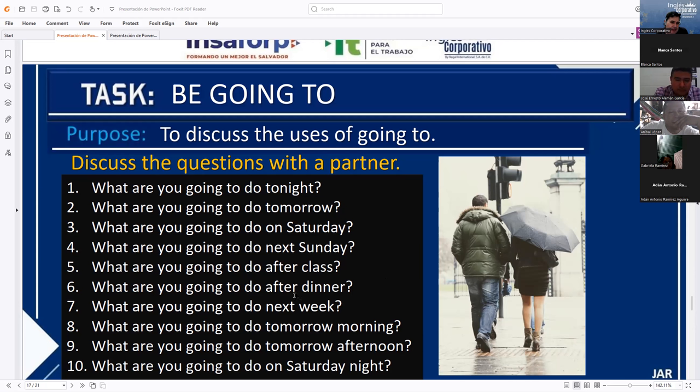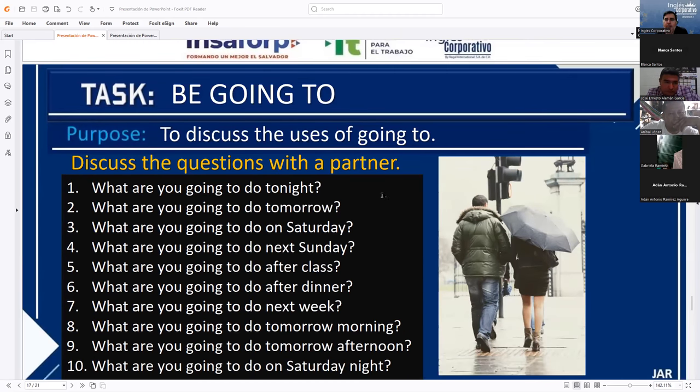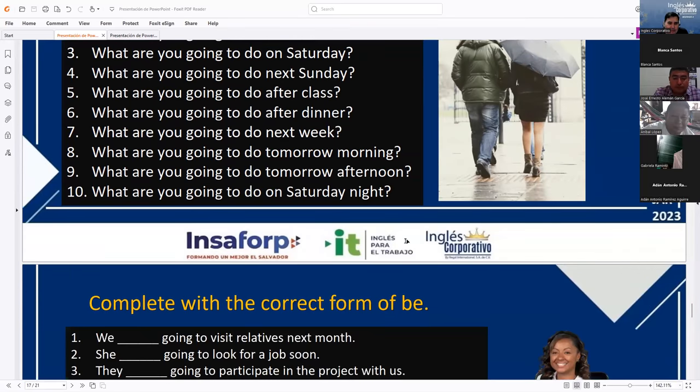After class, after dinner, next week, tomorrow morning, tomorrow afternoon, on Saturday night. You say, what are you going to do tonight? I'm going to sleep. Or I'm going to do the homework. Or I'm going to have dinner. What are you going to do tomorrow? I'm going to go to the stadium, or I'm going to watch TV. I'm going to rest for a while. I'm going to visit relatives, etc. So ask and answer these questions.